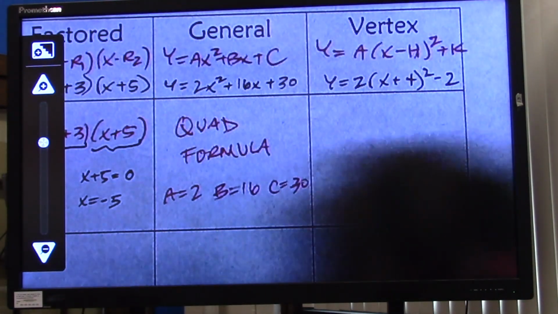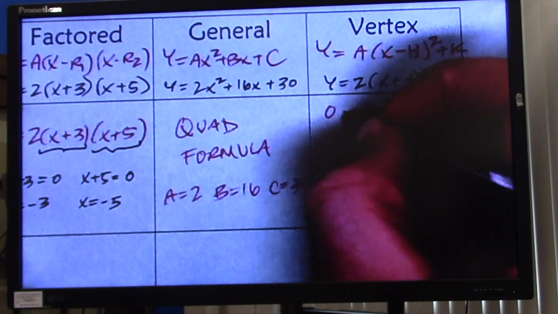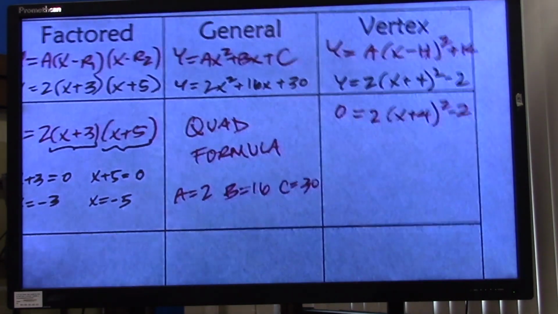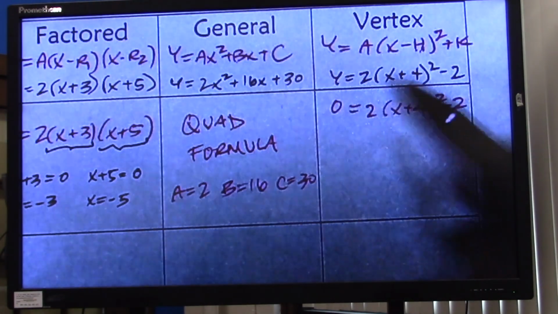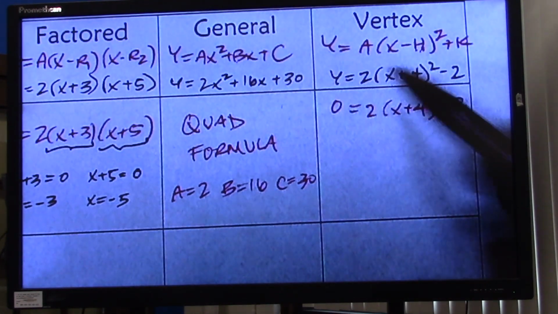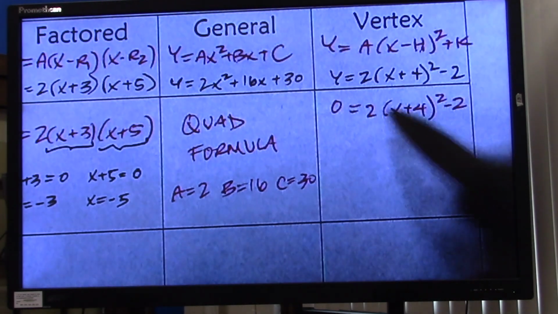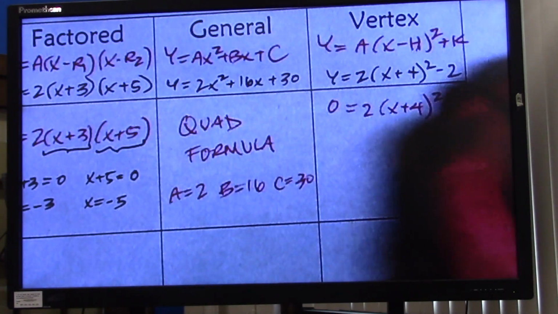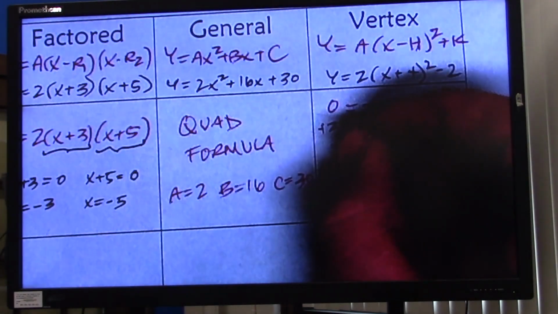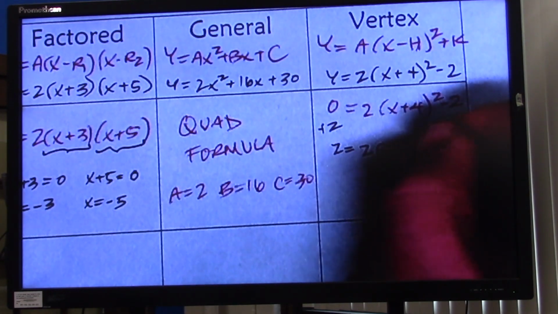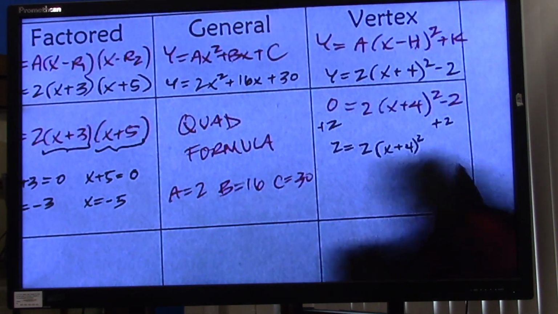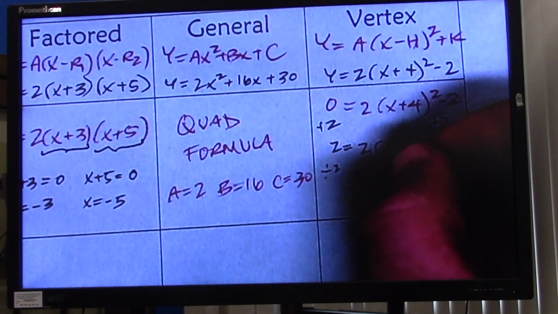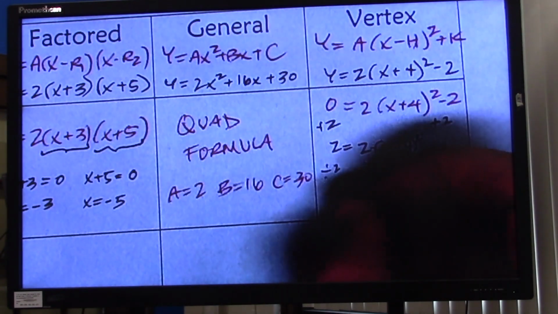is probably the trickiest. We're going to put 0 into y, 2(x plus 4) squared minus 2. Okay, and this one right here, there's only one x in the problem, so there's no reason to try to do any kind of a box method. We're just going to algebraically solve this. So if you were solving this, you would add 2 to both sides. 2 equals 2(x plus 4) squared. And then you would divide by 2 to cancel this multiplying right here. And you would get 1.